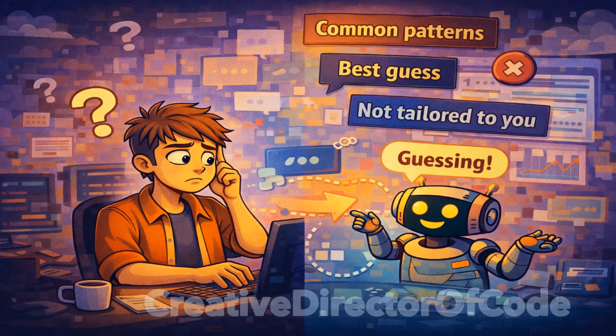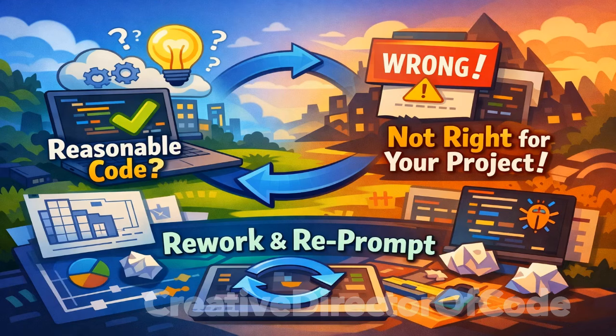But here's the problem. The AI won't push back. It won't usually say, I need more information. Instead, it fills in every missing detail with its best guess. And those guesses are based on the most common patterns it's seen, not on your specific project, your constraints, or your intent. The result? You get code that looks reasonable because the AI learned common patterns from millions of open source projects it was trained on.